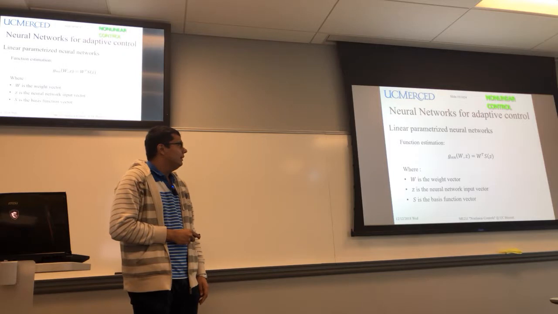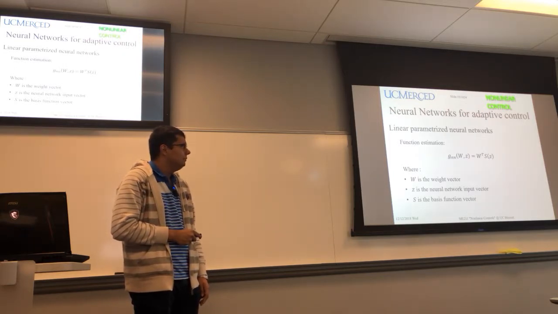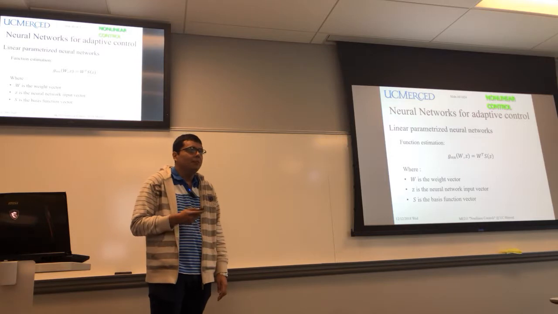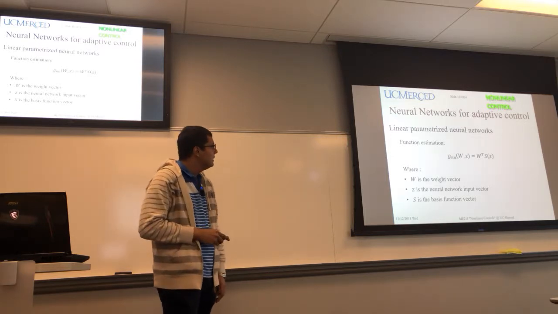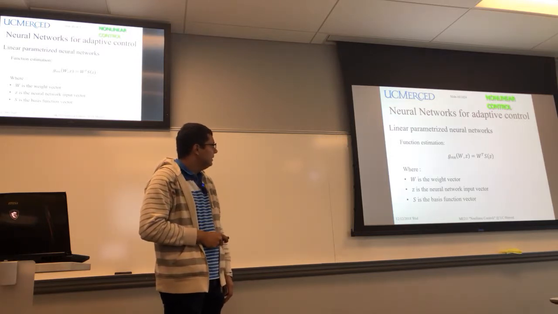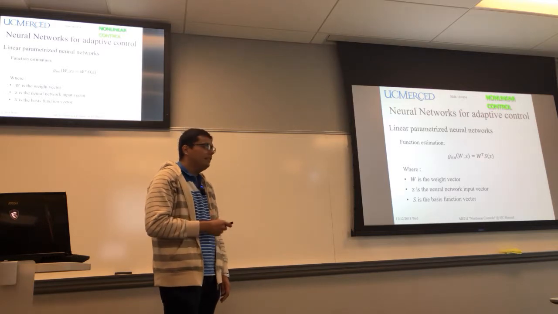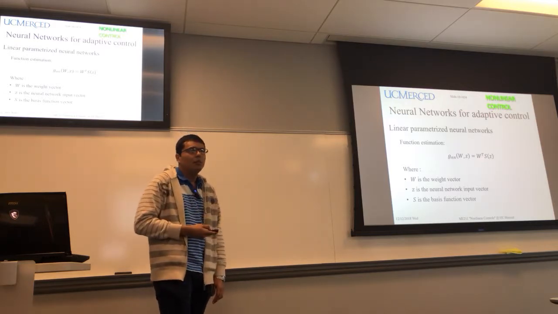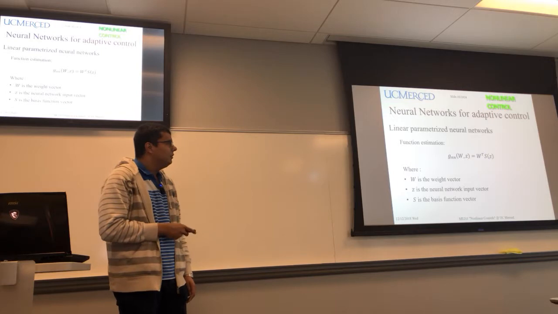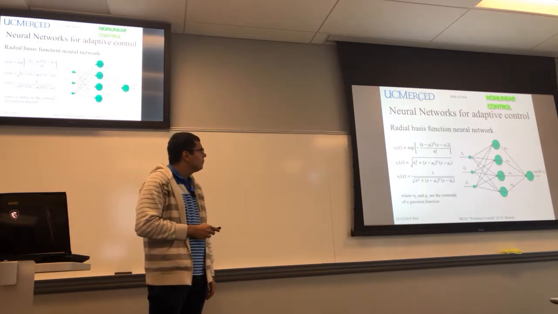Basically, the neural network works as a function estimator, a function g, in terms of some weights, w, and zeta. Zeta for us is the input vector of our neural network. And s, in this case, is the basis function that our neural network is going to employ. This basis function will be clear in the next slide.